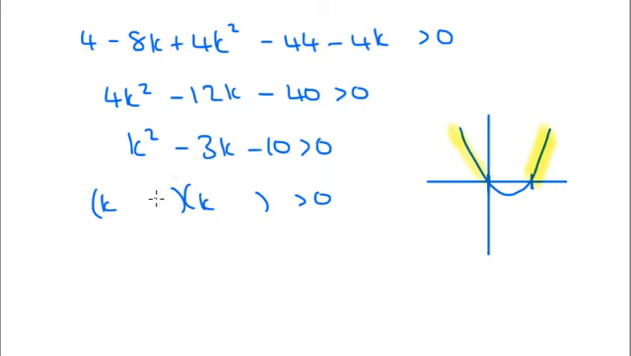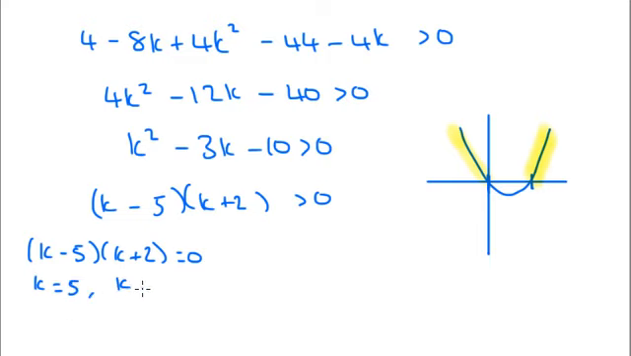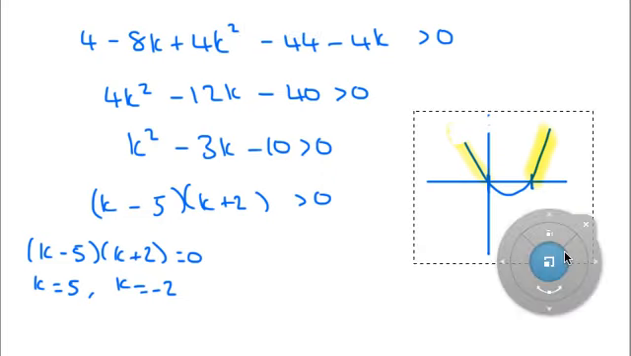We're going to have a 5 and a 2. We want negative 5 and positive 2. So this will equal 0 when k is equal to 5 or when k is equal to negative 2. So my graph wasn't great because it doesn't intercept there. Let's get rid of that and draw a new one.